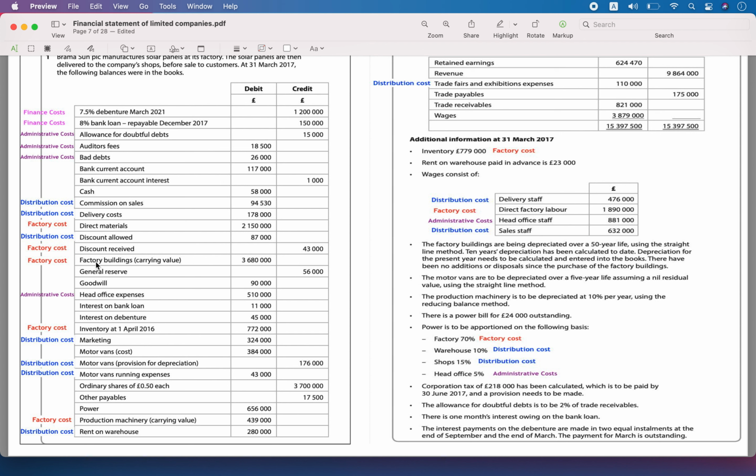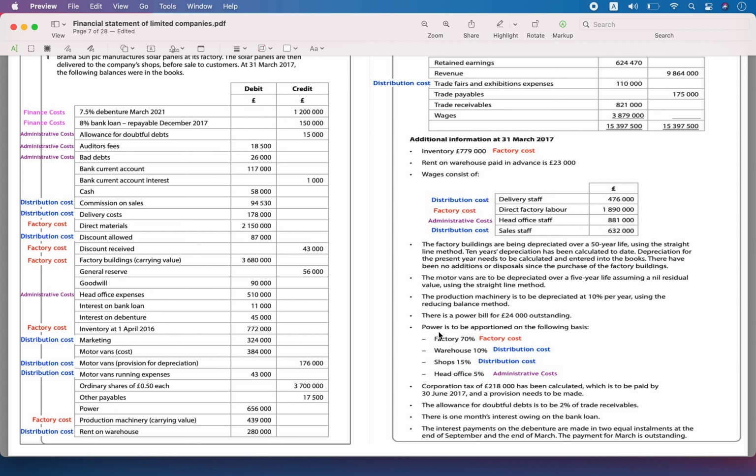Now the next one, factory buildings depreciation, is going to come under the factory cost. Then you have head office expenses, which is going to come under the administrative cost. Then you have inventory at the beginning, it's a factory cost. Marketing costs are going to come under the distribution cost. Motor van depreciation, which is used for transport, is going to come under the distribution cost. Motor van running expenses will come under the distribution cost.